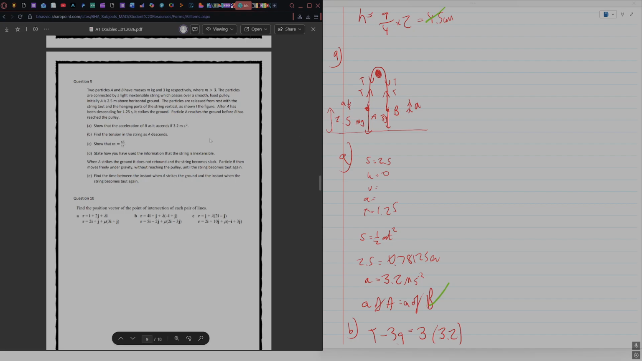You know the initial velocity is 0 because it starts from rest, and then the time is 1.25, which it says here, and then you can just use this to find it.